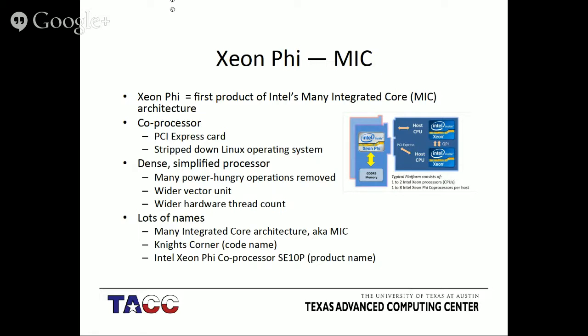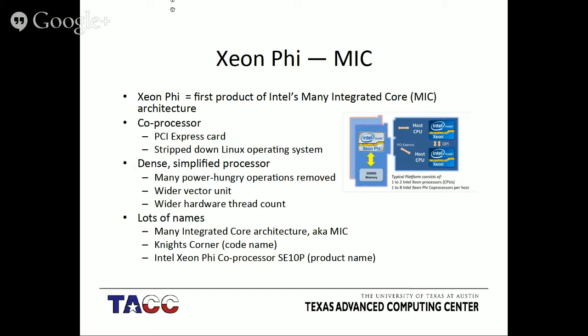So Xeon Phi, also known as MIC, is the first product from Intel in this Many Integrated Core line. MIC stands for Many Integrated Cores. That's the name of the architecture, and Xeon Phi is the name of the first product. And Intel says it is a coprocessor. It is a PCI Express card that you put in your desktop, or you put it in the nodes of your supercomputer, like we did.